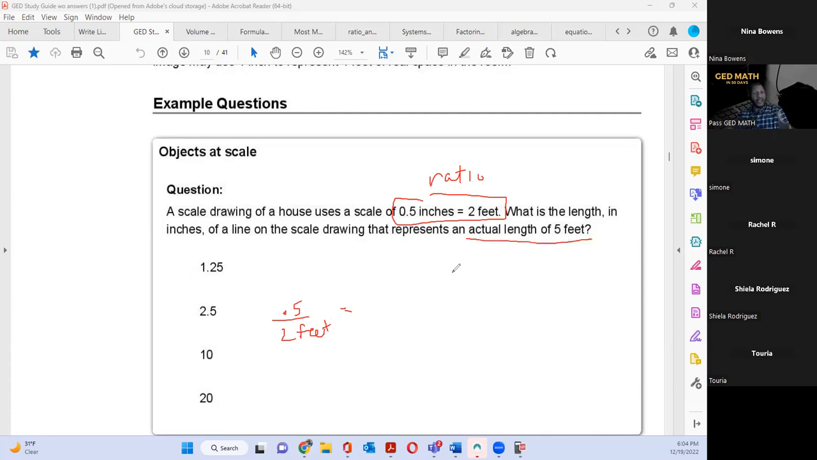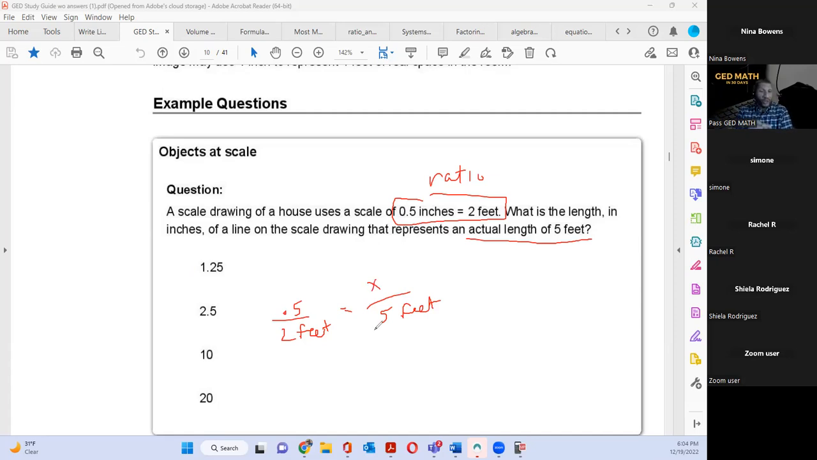So now, is that 5 feet on the second ratio going to be the numerator or the denominator? The denominator. Why? Can somebody tell me why? Because they're both feet. Right. You want the same thing on both sides of the equal sign. So feet to feet. Now, this is an unknown.